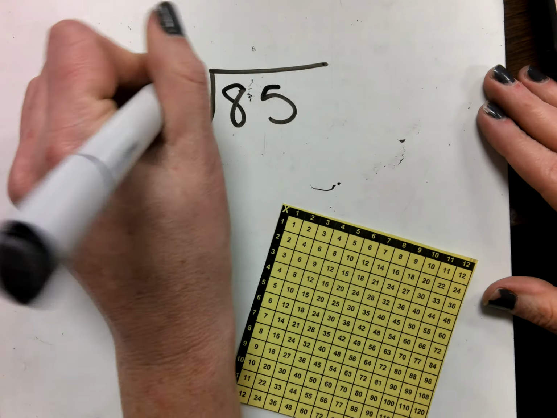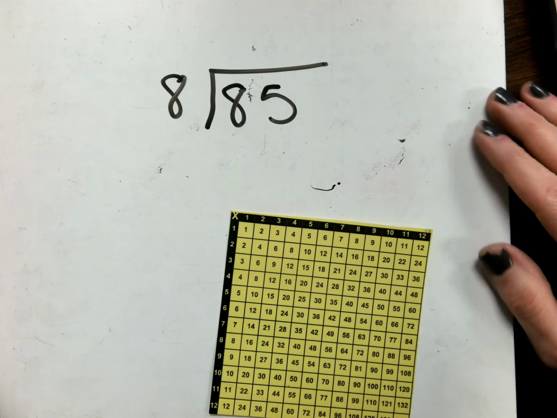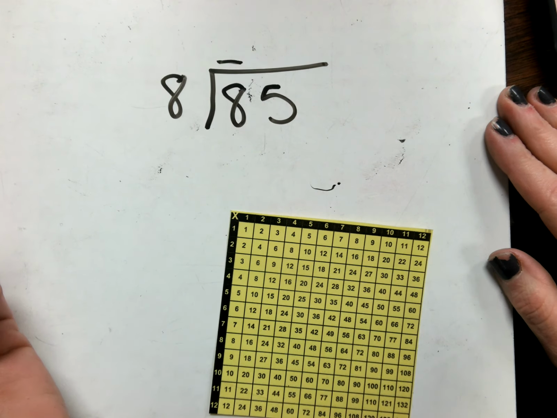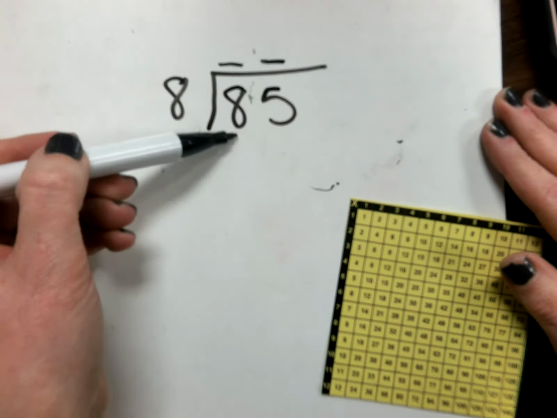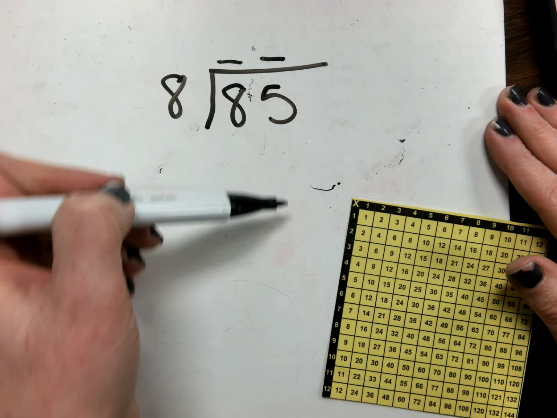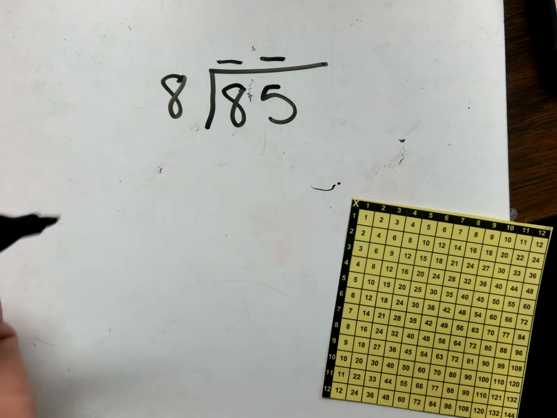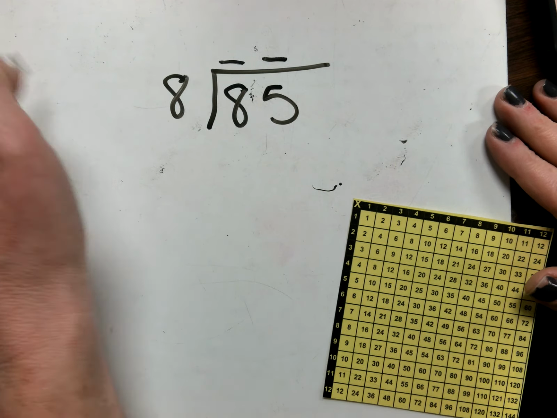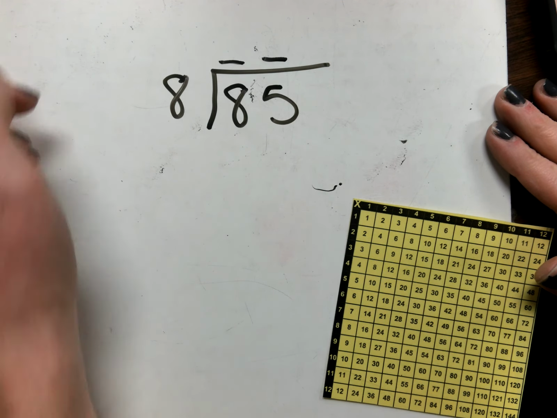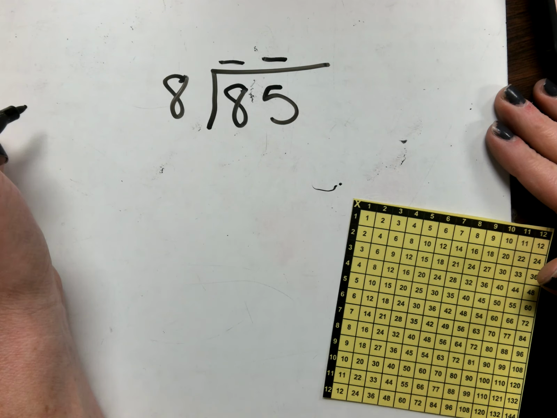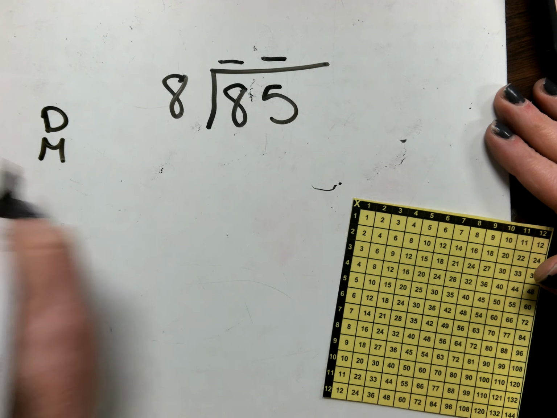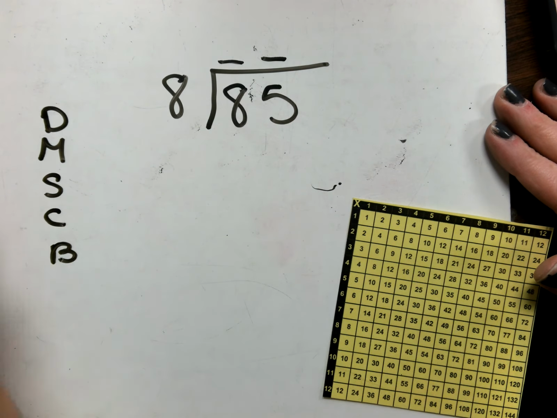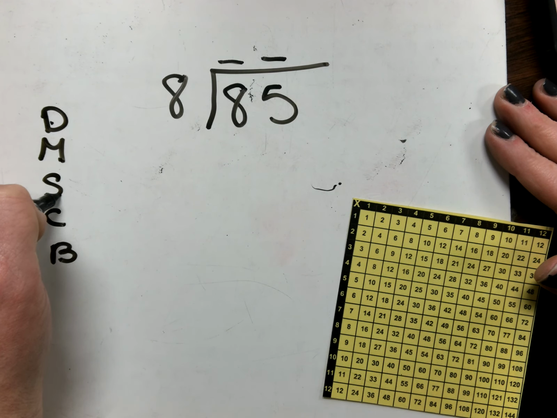85 divided by 8. So remembering that you're looking at one digit at a time, we're going to need an answer for this digit, and we're going to need an answer for this digit. And also remembering that it's very important to keep our place values lined up, our ones and our tens. So we first want to ask ourselves, and we remember from our notes, the steps we are following: does McDonald's serve cheeseburgers? Divide, multiply, subtract, check, bring down.